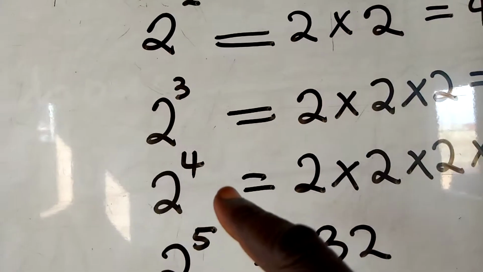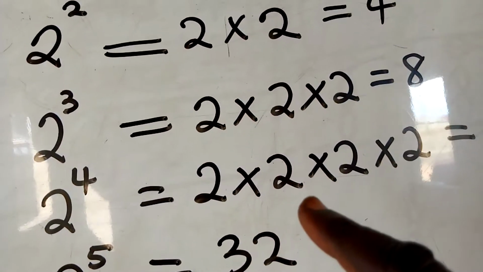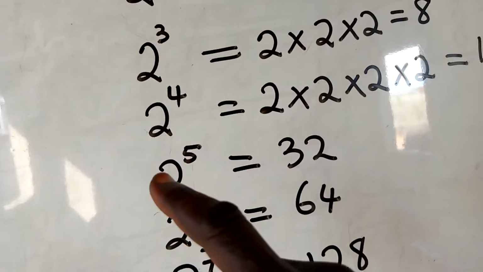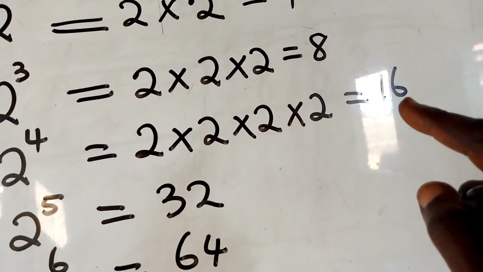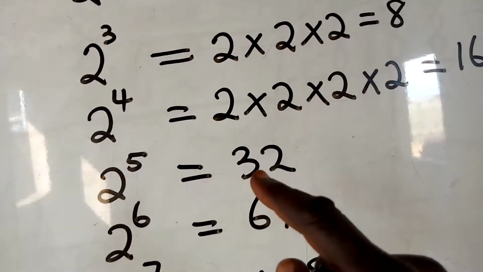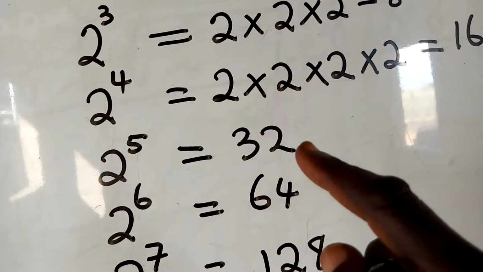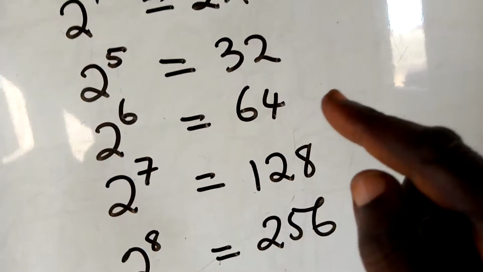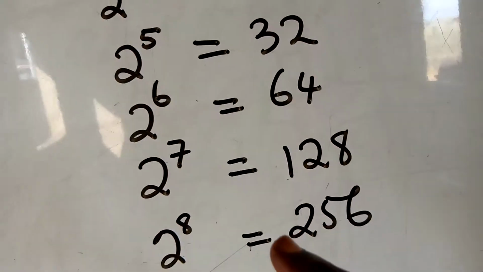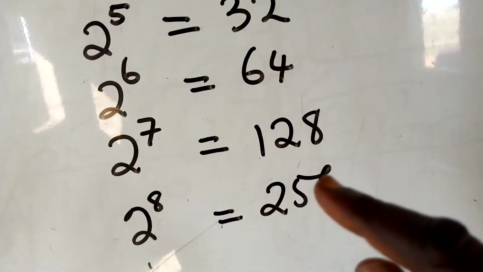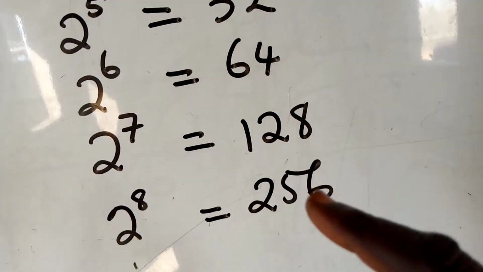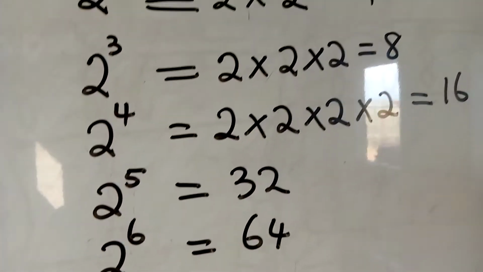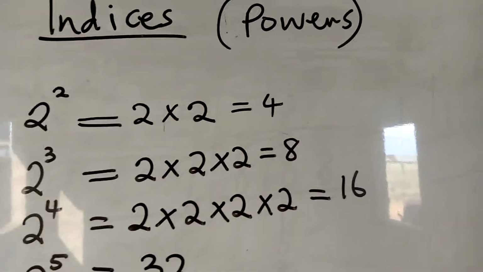2 raised to power 4, that gives me 2 times 2, 4, times 2, 8, times 2, 16. So you can see 16 there. So 2 raised to power 5, that gives me 16, the answer, times 2 gives me 32. 2 raised to power 6, that gives me 32 times 2, 64. 2 raised to power 7, that is 64 times 2, 128. 2 raised to power 8, that is 128 times 2, that gives me 256, and so on and so forth. Right. So in my next slide, I'm going to treat the laws of indices.